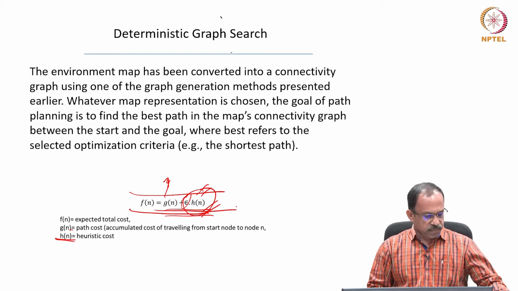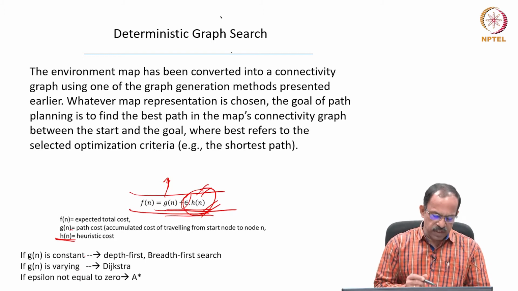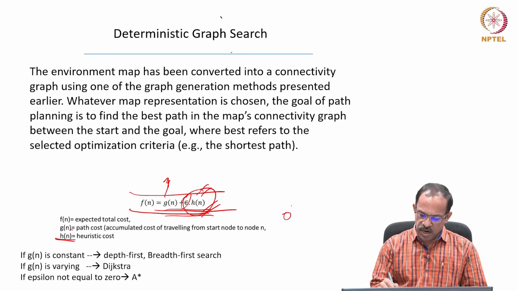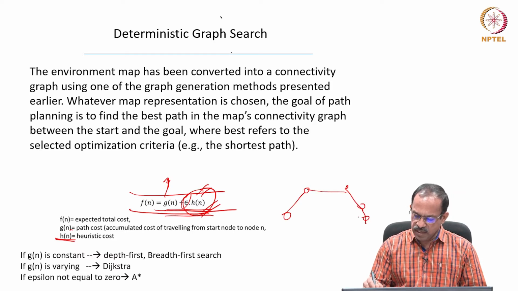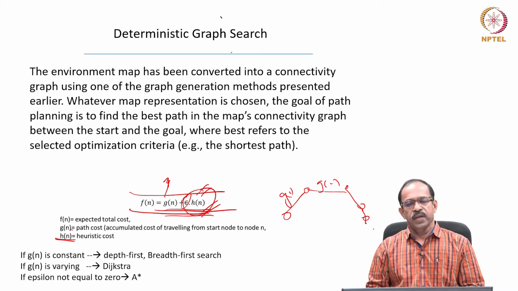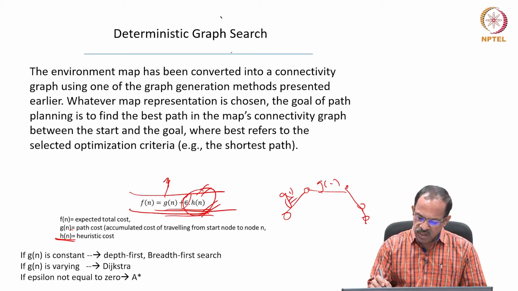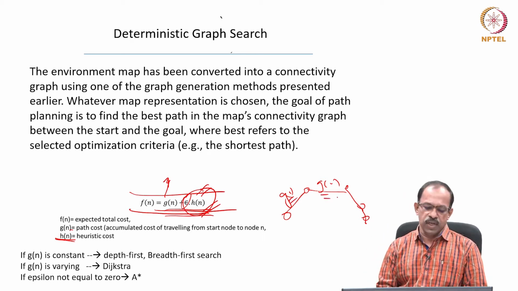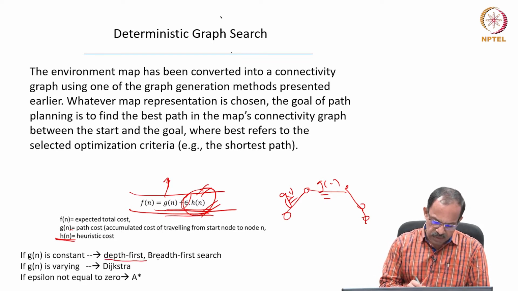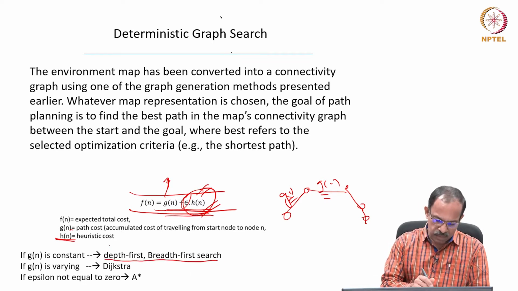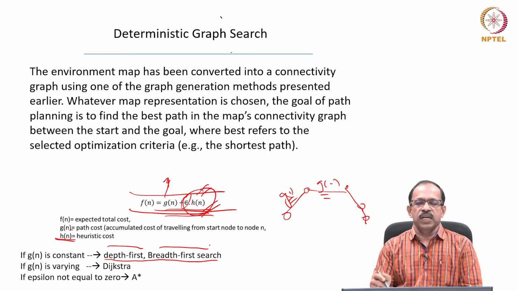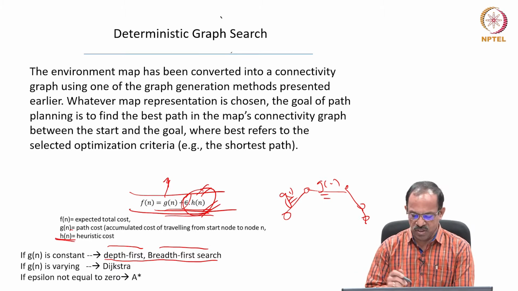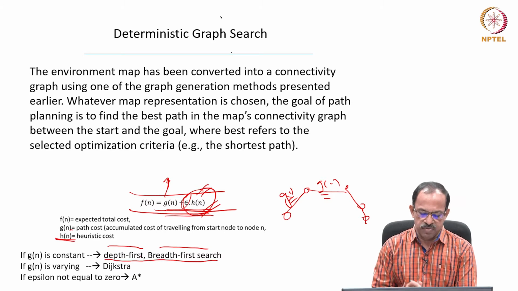Now, suppose Gn is constant between the nodes. You travel from start to goal and it passes through many nodes. These are the costs of travelling, G1, G2 and so on. If we assume that the travel cost between each node is equal, then there are methods called depth first and breadth first search for such cases where the node cost is equal.